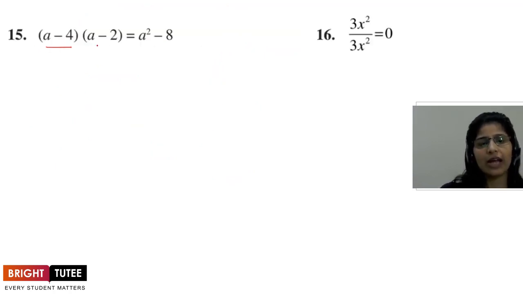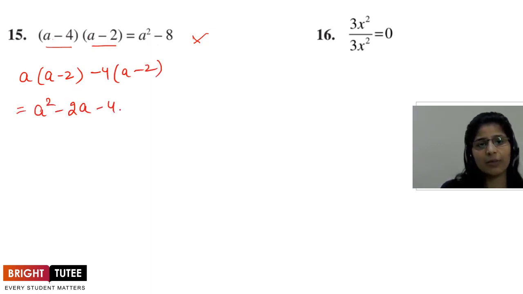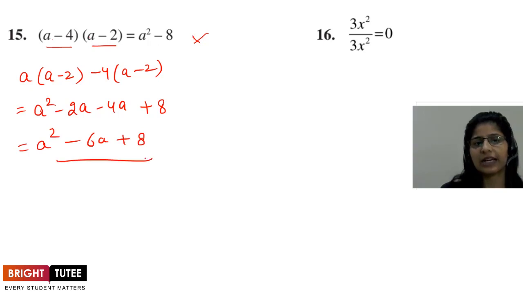Moving ahead, 15th question. A minus 4 and a minus 2. So they have multiplied a with a and 4 with 2. And then also they are writing minus at, that is completely wrong. The correct one will be a will get multiplied with a minus 2, then minus 4 will get multiplied with a minus 2. We'll get a square minus 2a minus 4a plus 8, a square minus 6a plus 8. This is the correct answer. This is wrong way of solving it.